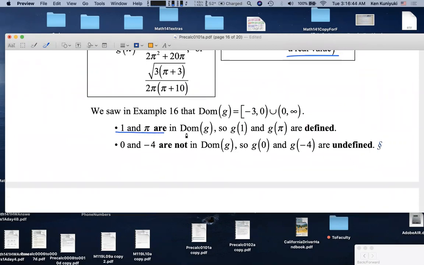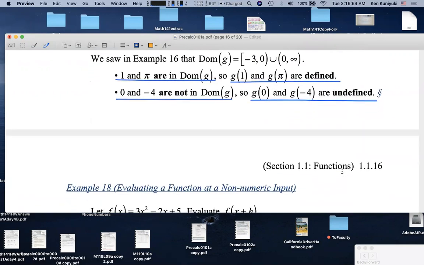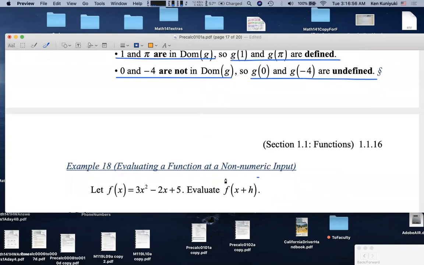Again, 1 and pi are in the domain of g, so these values are defined as real numbers. 0 and negative 4 are not in the domain of g, so these are undefined as real numbers. Next up, a more complicated evaluation.